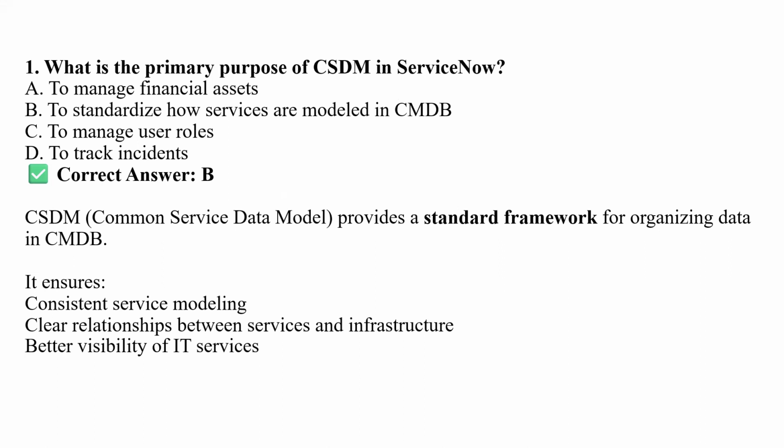So what is the primary purpose of CSDM? The main purpose of CSDM is to standardize how services are created in CMDB. CSDM is Common Service Data Model. In organizations, different teams create data differently. Because of that, CMDB becomes messy and confusing. So CSDM brings one standard method, so everyone follows the same structure. It ensures consistent service modeling, clear relationships between services and infrastructure, and better visibility of IT services.